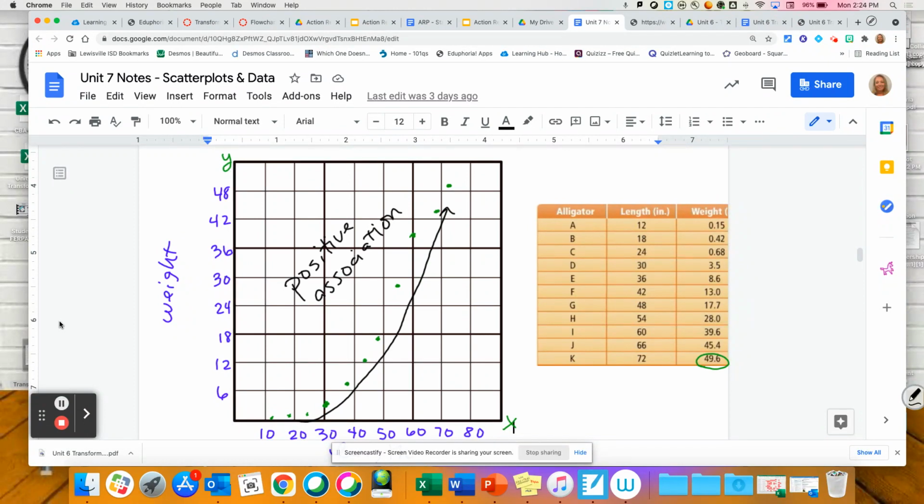Letter C then asks you to predict the weight of an alligator that is 58 inches long. So at that point, you would need to go down to the x-axis and find where 58 inches approximately would be, about right here. And you're going to go up. So 58 inches is going to fall somewhere in here. So that tells me that you could predict the weight of an alligator that is 58 inches long would be anywhere between maybe 30 to 36 pounds.